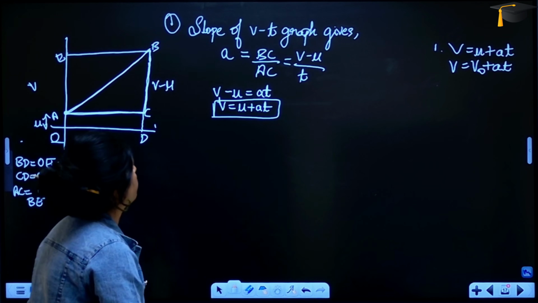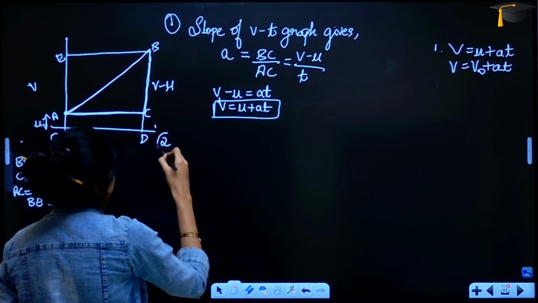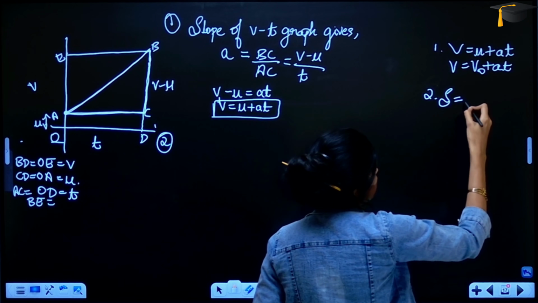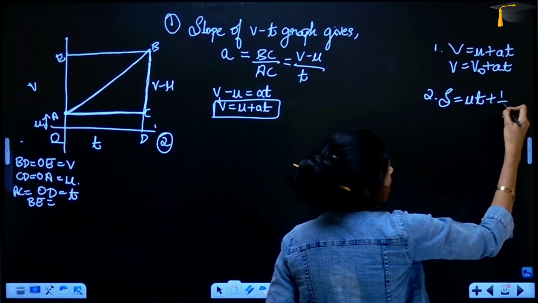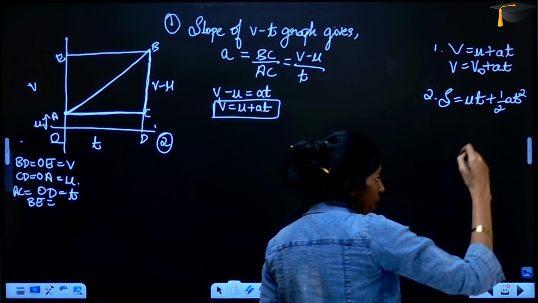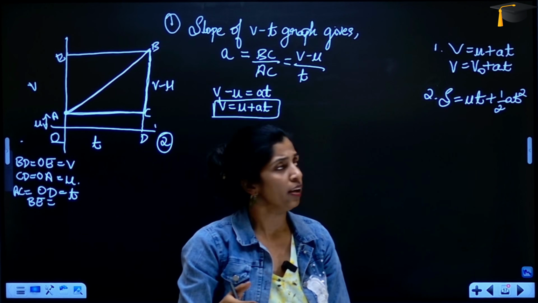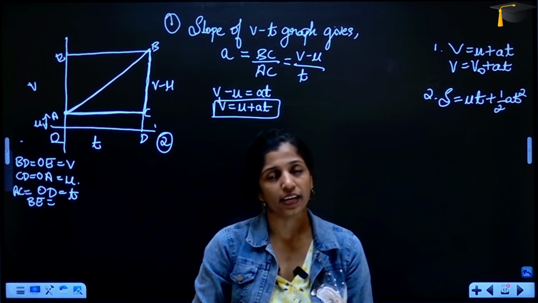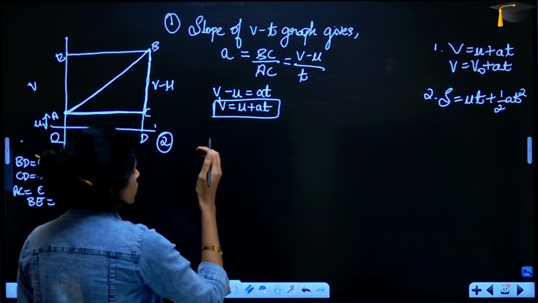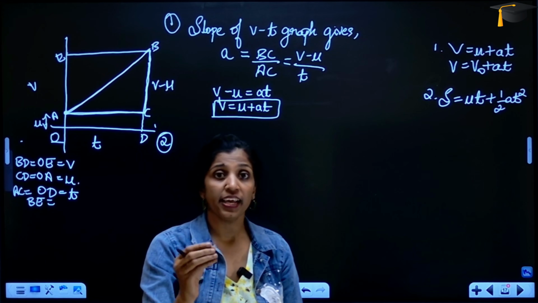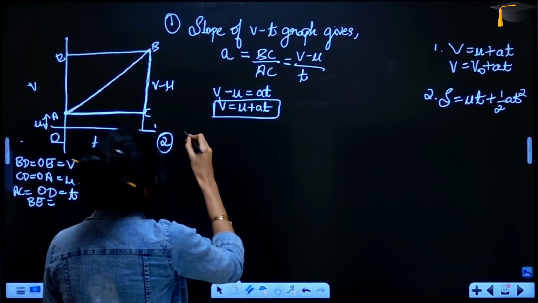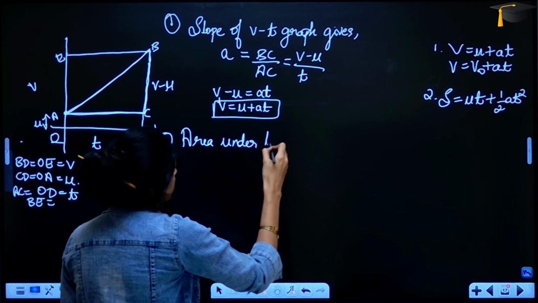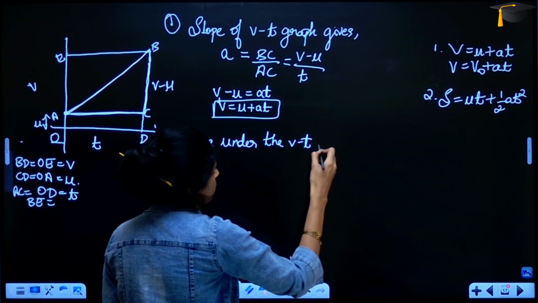Fine. Now moving to the second part of the derivation, that is the second equation. We'll have to prove S equals ut plus half AT square. And if they ask you S equals V naught T plus half AT square, don't worry, it is the same derivation. In place of U, they are just denoting it as V naught. For this, we will take the area under the velocity time graph.